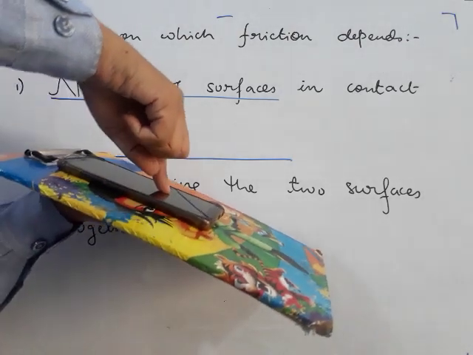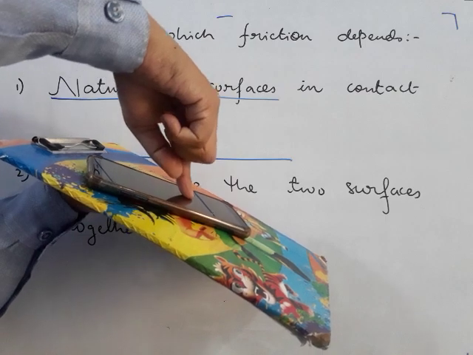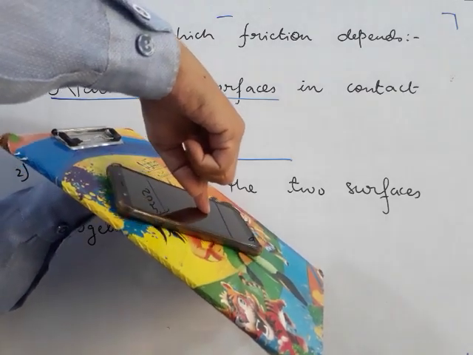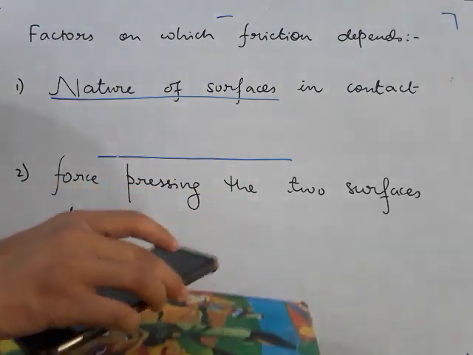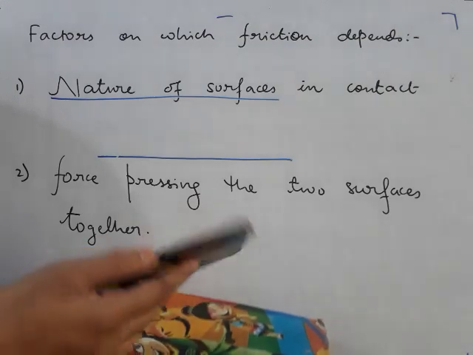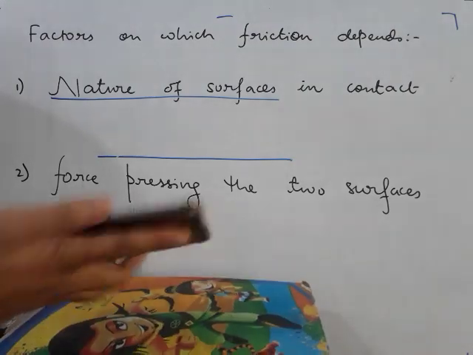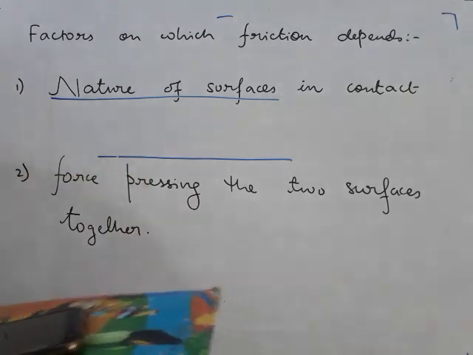Even if you increase the angle to such a large value, it is not sliding. Now it started sliding. Again apply more force, it will not slide. If you apply this force, what is happening? There is more force pressing the 2 surfaces. Which are the 2 surfaces? One is this one, second one is this one. So these 2 surfaces, if they press hard, the friction will be more.